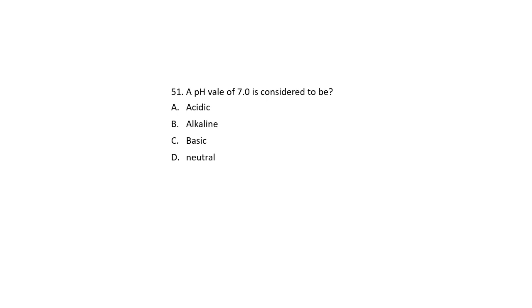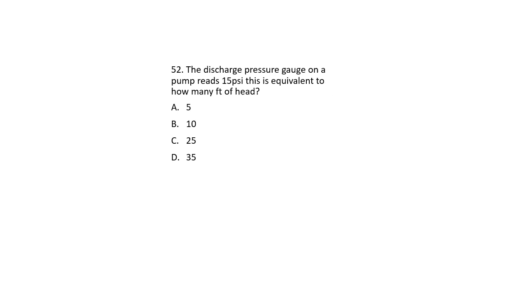A pH value of 7.0 is considered to be acidic, alkaline, basic, or neutral? Neutral. Again, 0 to 6 is acidic, 8 to 14 is basic, and 7 is neutral. The discharge pressure gauge on a pump reads 15 psi. This is equivalent to how many feet of head? 5 feet of head, 10 feet of head, 25 feet of head, or 35 feet of head?